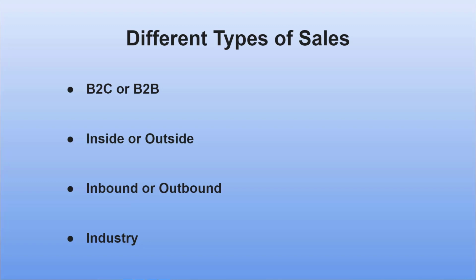Inbound or outbound. Basically, are your customers and prospects coming to you, or are you going to them? Inbound is they come to you. Outbound, you go to them. Then finally, there's the industry. What type of industry are you selling into? Are you selling software? Are you selling hardware? Are you selling pharmaceuticals? Whatever it may be.